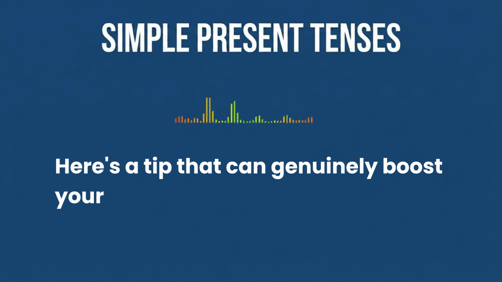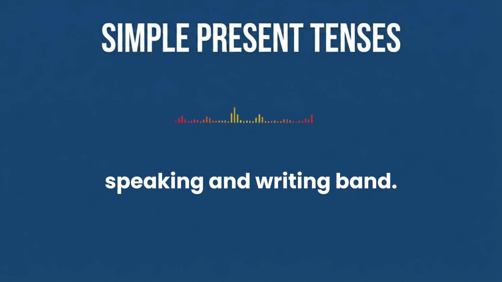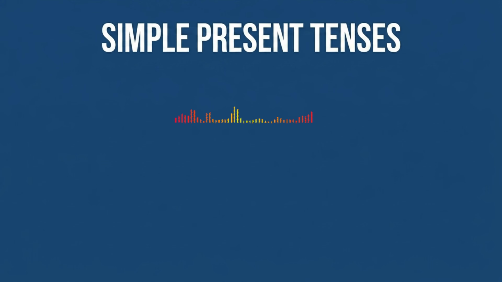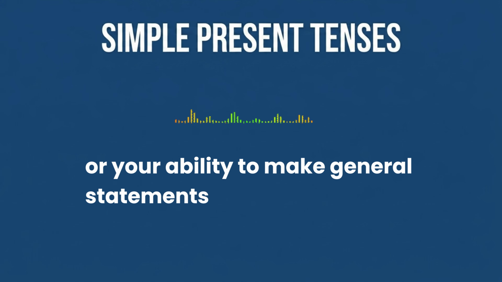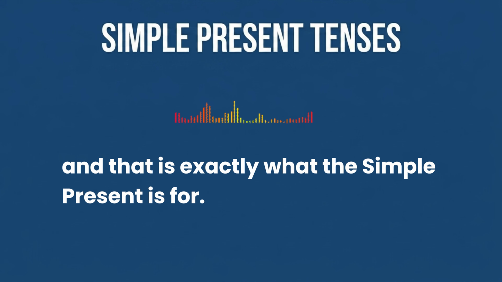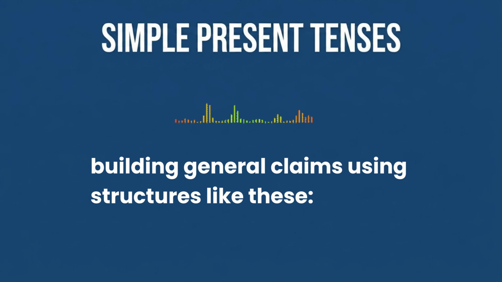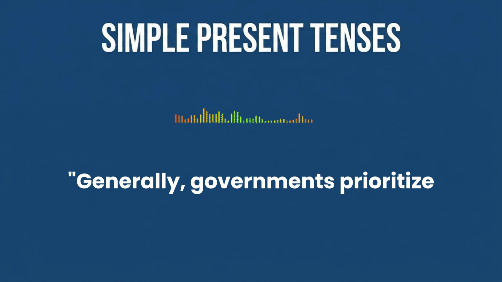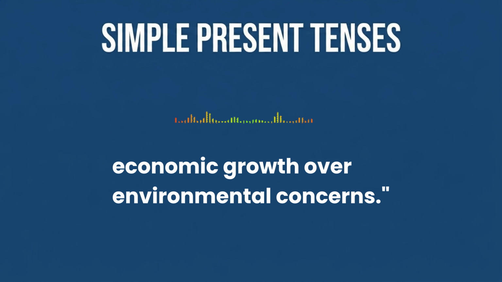Here's a tip that can genuinely boost your speaking and writing band. In Speaking Part 3 and Writing Task 2, examiners are listening and reading for your ability to make general statements about the world, and that is exactly what the simple present is for. Practice building general claims using structures like these. Most people agree that, it is widely accepted that. Generally, governments prioritize economic growth over environmental concerns.